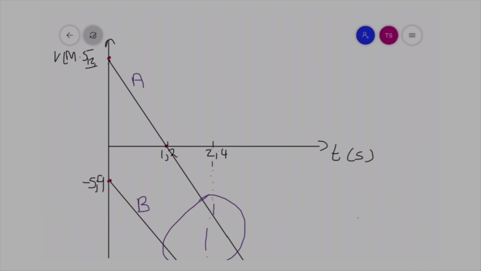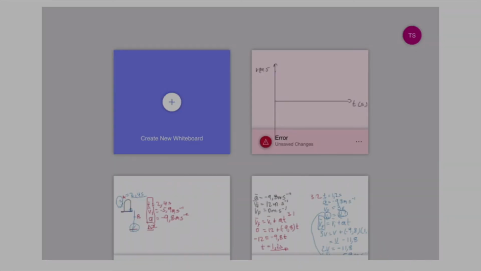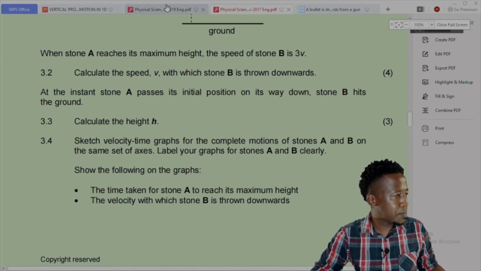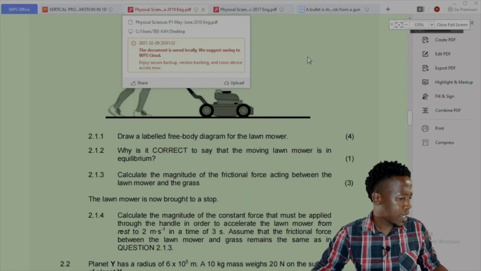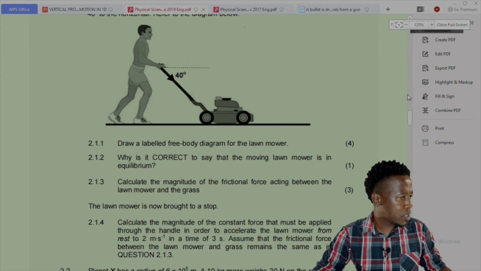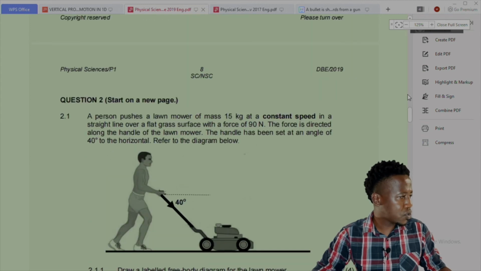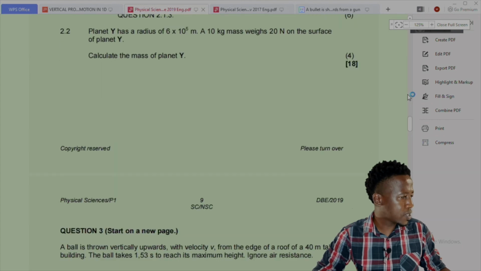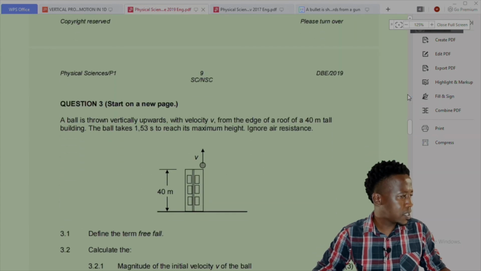All right, let's move on to our last question, our last example, which comes from the 2019 paper. Again, I think it's the June one. Let me check. Yeah, it's the June 2019 paper.